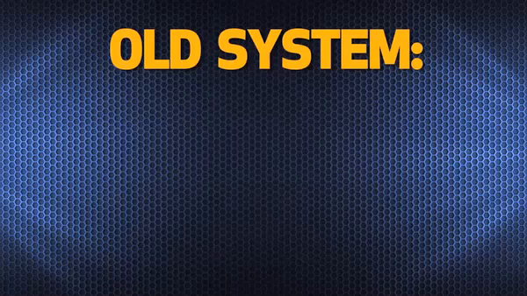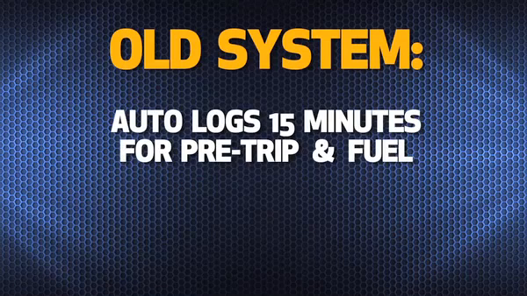One of the major differences between Werner's logging system and the QHOS logging system is how to log pre-trip inspections and fuel stops. Under the current system, a pre-trip inspection is automatically logged for 15 minutes at the start of your day. Also, each time you swipe your fuel card, the system automatically logs 15 minutes for fuel.